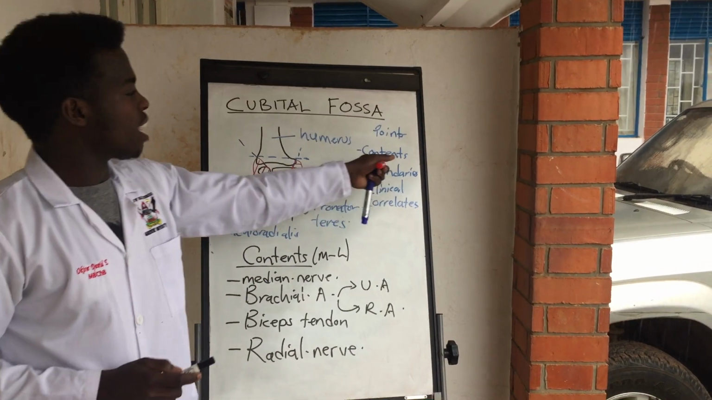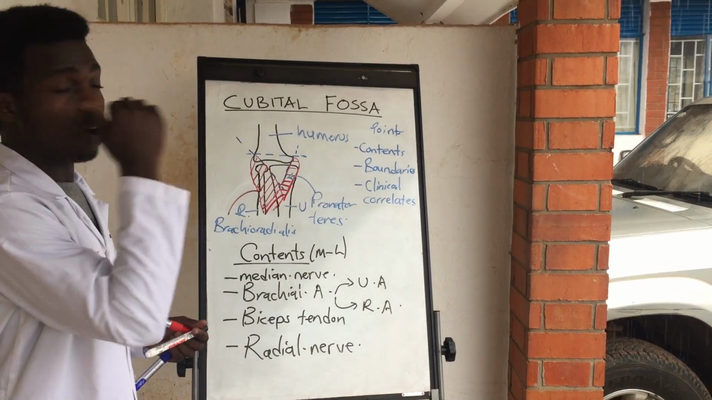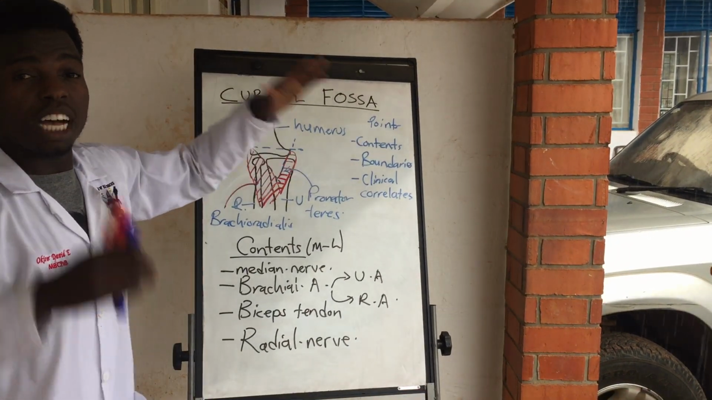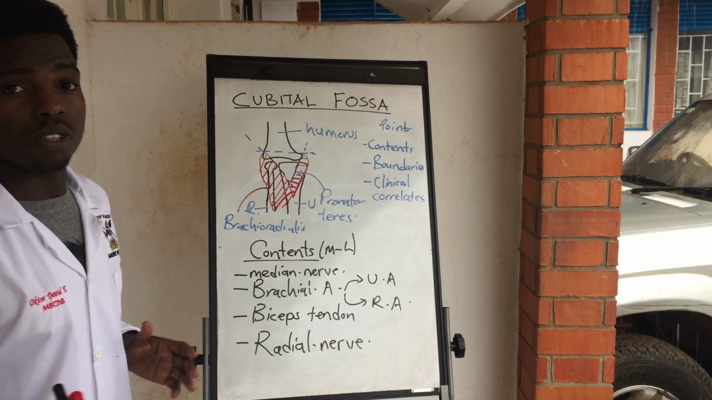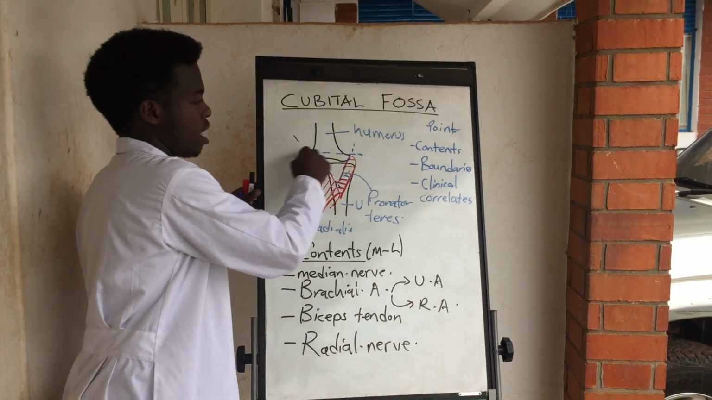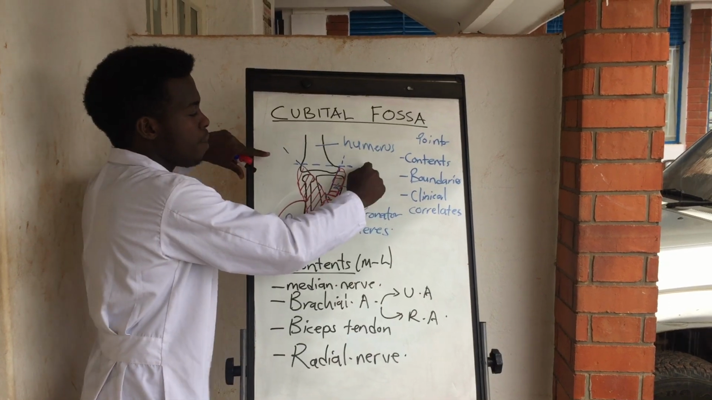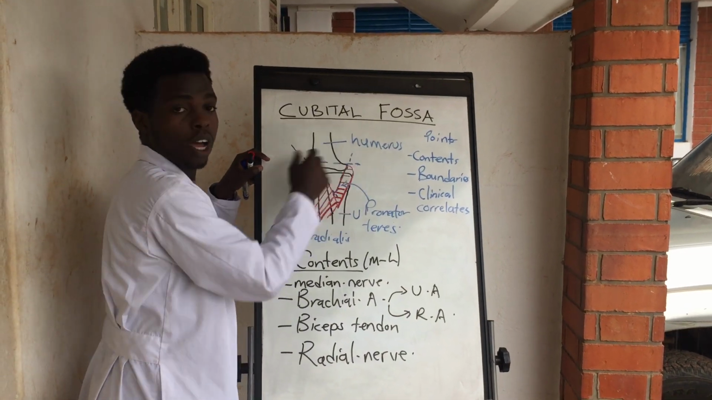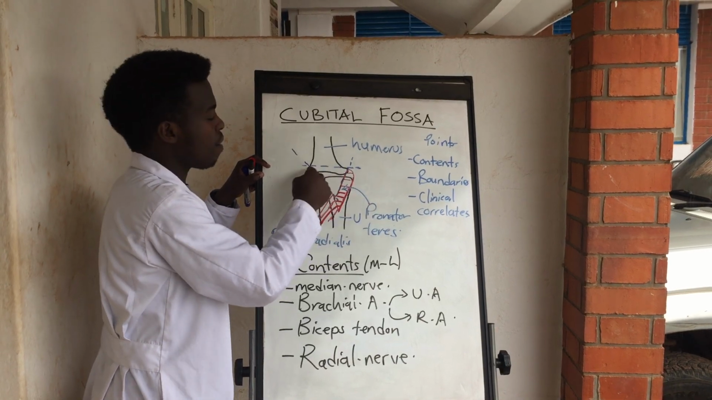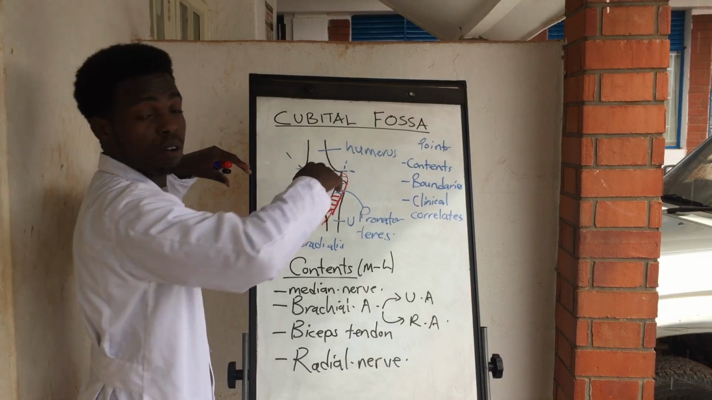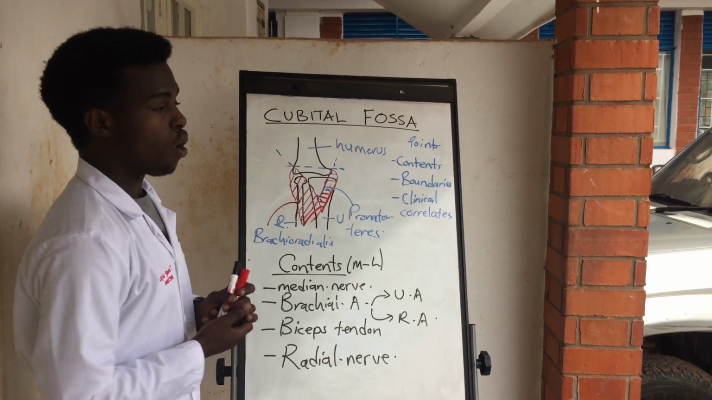So now, after looking at the contents of the Cubital fossa, we are going to look at the boundaries. What forms the Cubital fossa in a normal person? The superior boundary is made by an imaginary line joining the two epicondyles. You get it? So you have the medial and lateral epicondyle. That imaginary line is going to be one of the boundaries of the Cubital fossa.